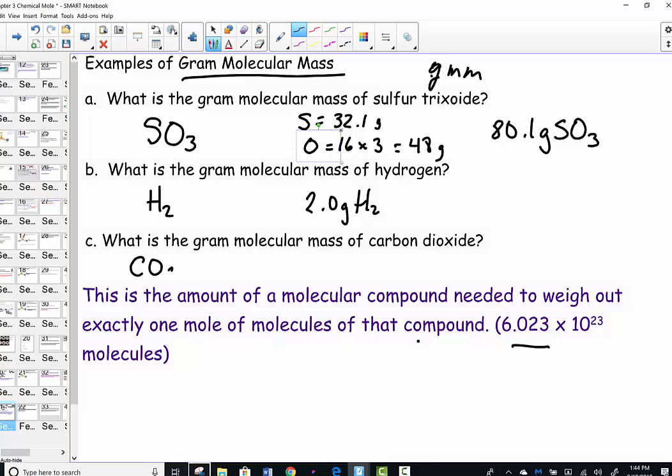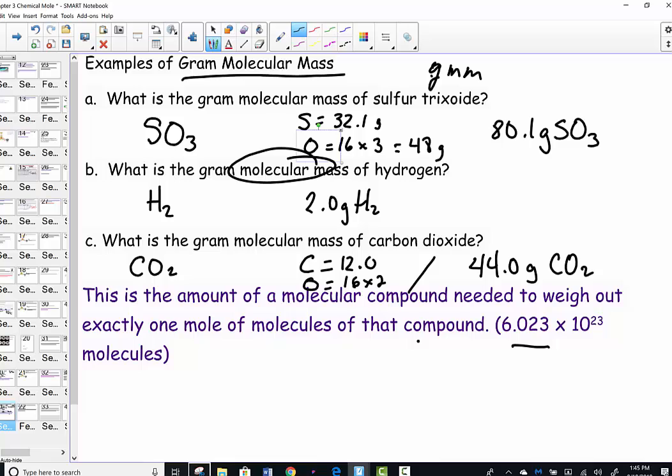Carbon dioxide has a molecular formula of CO2. Carbon has an atomic mass of 12.0, and oxygen has an atomic mass of 16, but there are 2 of them there. So I take a carbon, add it to 2 oxygens, and get the sum of all 3 atoms together. A C added to 2 O's, 32 and 12, that should be 44 grams of carbon dioxide. It's a molecular mass, not an atomic mass.